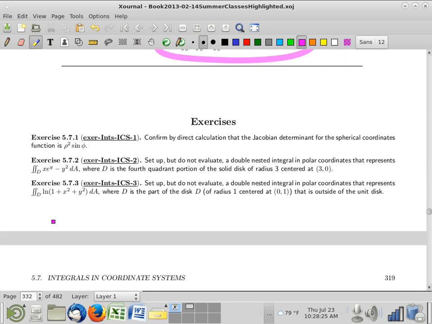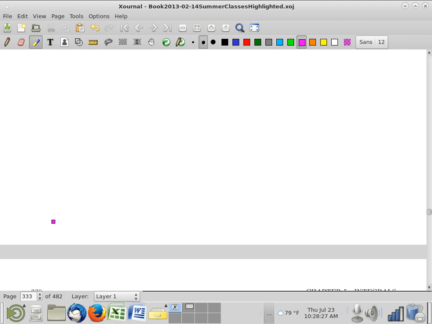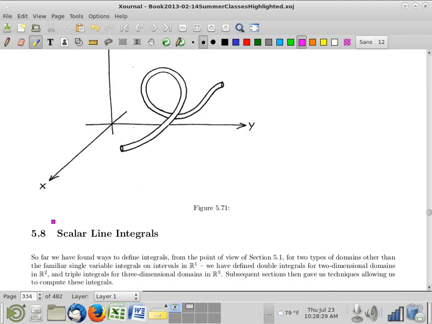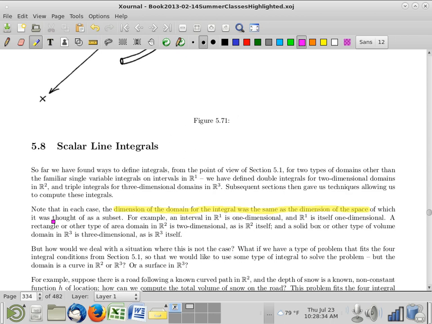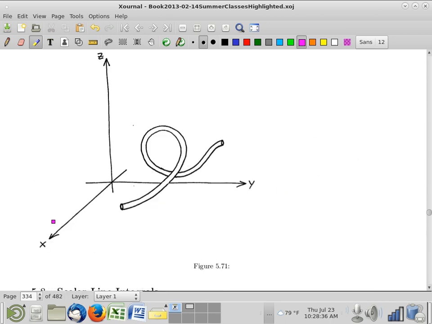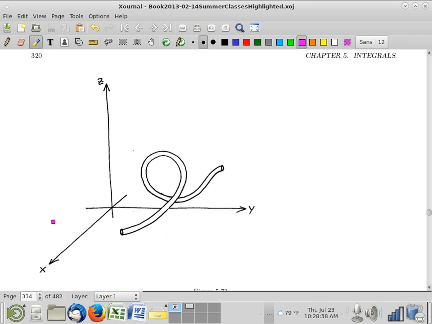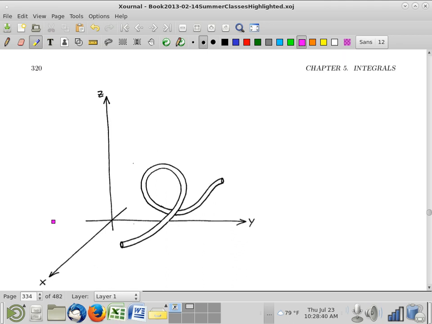Okay, well, that's it for integrals and coordinate systems. A bunch of exercises for you. We're going to move on to the next section now, scalar line integrals, and this is just another kind of integral. Let's count integrals. How many kinds of integrals have we talked about so far? We've talked about single variable integrals, as a review, and then double integrals and triple integrals. So now this is going to be our fourth kind of integral.